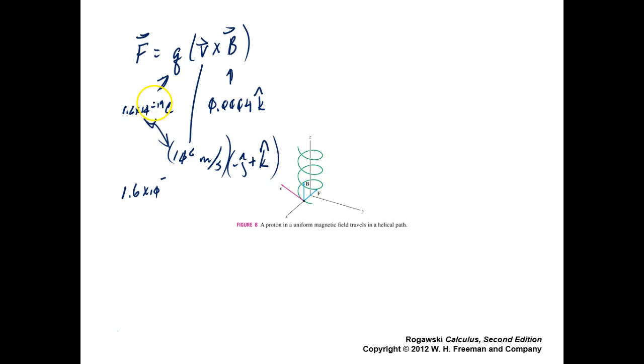Right. This is 10 to the minus 19, 10 to the minus 6. That's 10 to the minus 13. Now the units are a bit strange: coulomb meter per second. All right. Now, that's the constant out front.